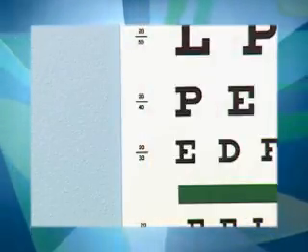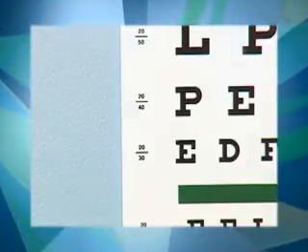A visual acuity reading of 20/30 means that the smallest line the person could read at a distance of 20 feet is one that a person with normal vision can read at 30 feet. A visual acuity reading of 20/15 means that the smallest line the person could read at 20 feet is one that a person with normal vision can only read at 15 feet.